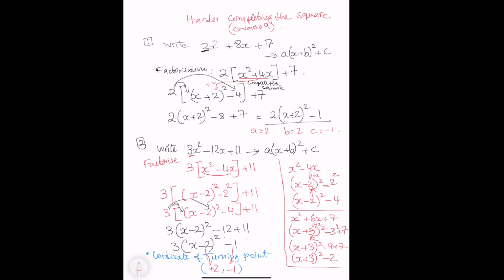And if you also want to find the turning point of the previous question, question number 1, you do the same. Let's do it here. Turning point coordinate: change the sign of 2, that becomes minus 2, and then just copy the one outside the bracket, leave it as it is, minus 1.